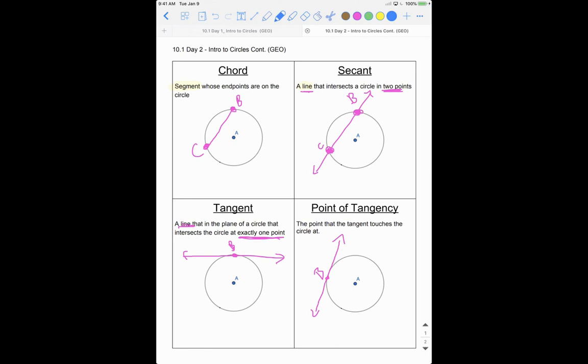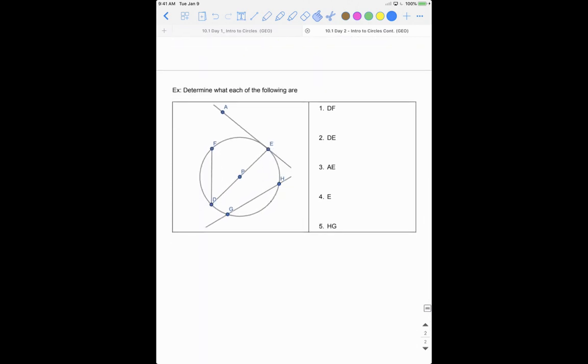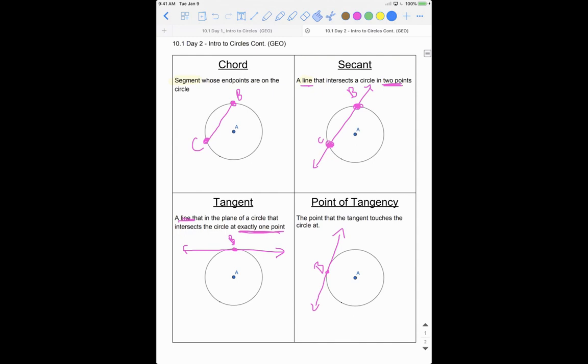So again, these are just some different types of lines or intersections that have to deal with circles. Yesterday we talked about ones that were completely on the inside. Today we have a combination of ones that cross through, ones that just touch, or ones that are still on the inside. So let's kind of look at an example. We're going to try to see if we can determine which ones are which here. So first we're looking at DF. Okay, let's find DF. Let's use our highlighter. DF. Okay, so DF, it goes through our circle and it has 2 endpoints. So if we go back up here, it goes through our circle, has 2 endpoints on our circle.